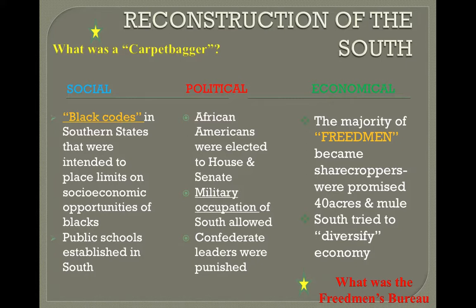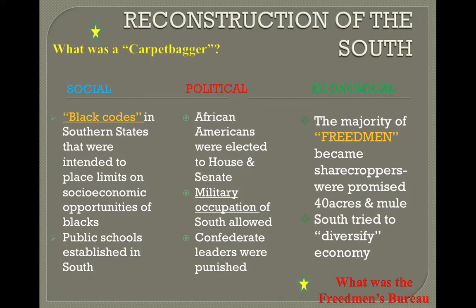All right, so Reconstruction. Let's just talk about the 3 columns you're looking at. The first, rebuilding of the South, focused on social. There would be things called the Black Codes in the southern states that were intended to place limits on socioeconomic opportunities for blacks. These were passed by Southerners, and they were supposed to hold the blacks down. To counteract that, the North wanted public schools to be established in the South. But you know as well as I do, are the black schools going to be as good as the white schools? Not in a million years.